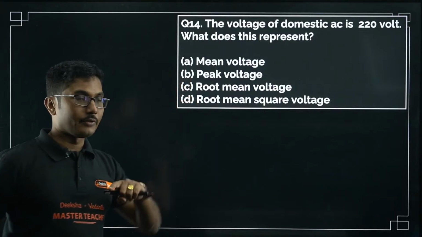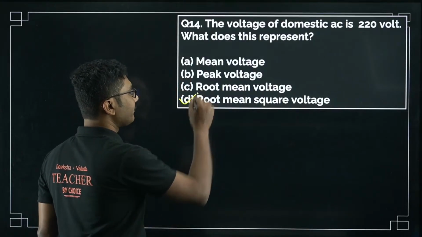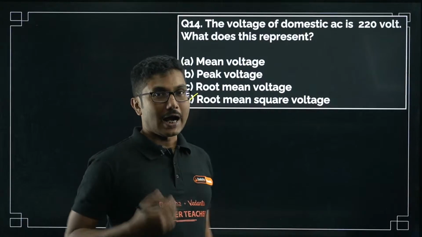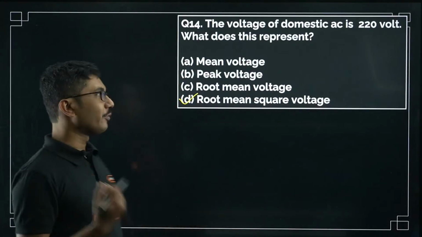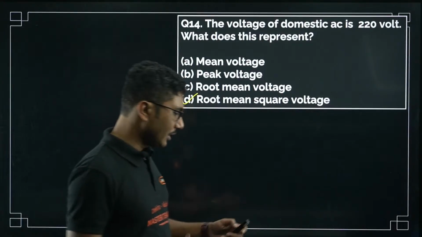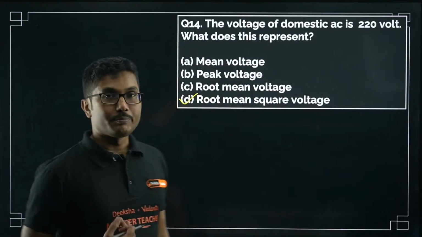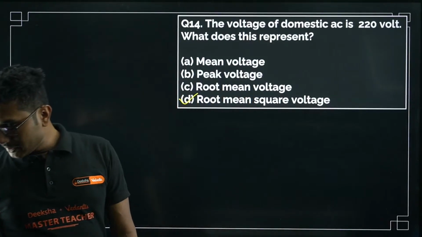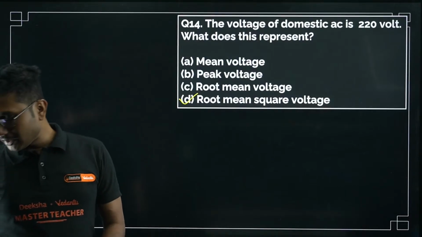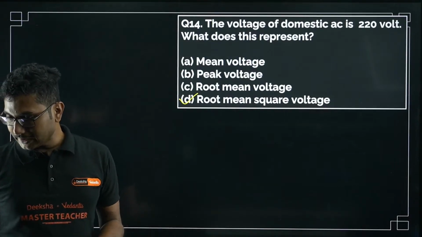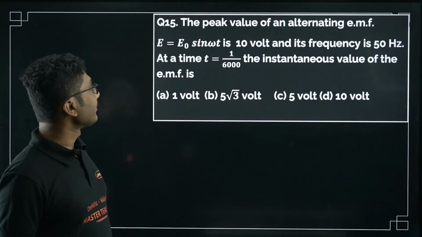So don't fall for the trap. It is basically RMS value or RMS voltage. RMS stands for root mean square voltage. You have learned about it in your PU1 kinetic theory, right? Yes, Navya, Shagupta, all of you are right. Chandan. Now let's see the next question.